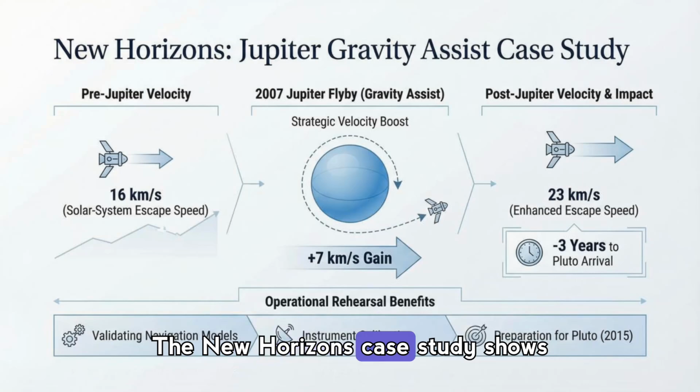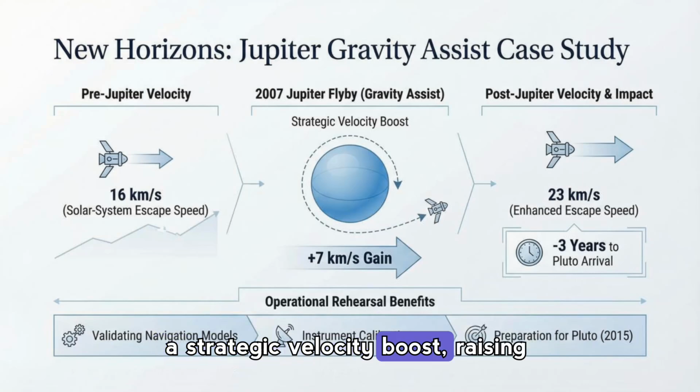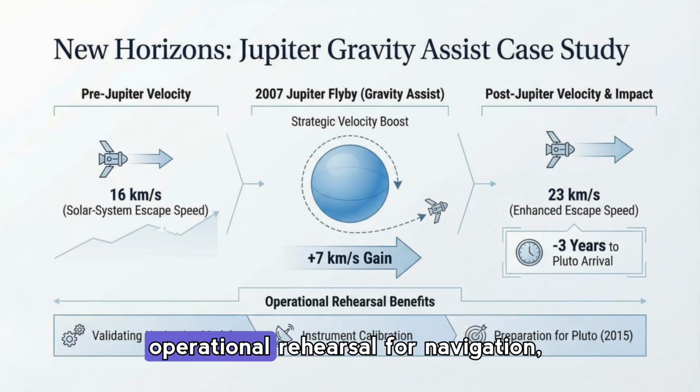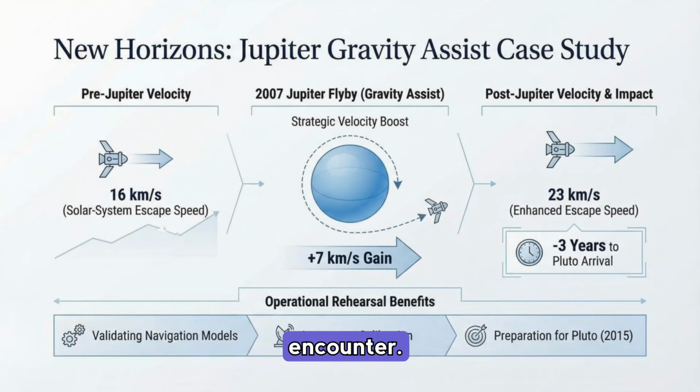The New Horizons case study shows how a 2007 Jupiter flyby provided a strategic velocity boost, raising escape speed from about 16 to roughly 23 kilometers per second, and shaving years off the Pluto transit. Beyond the speed gain, the Jovian encounter also served as an operational rehearsal for navigation, instrument calibration, and systems checks ahead of the Pluto encounter.